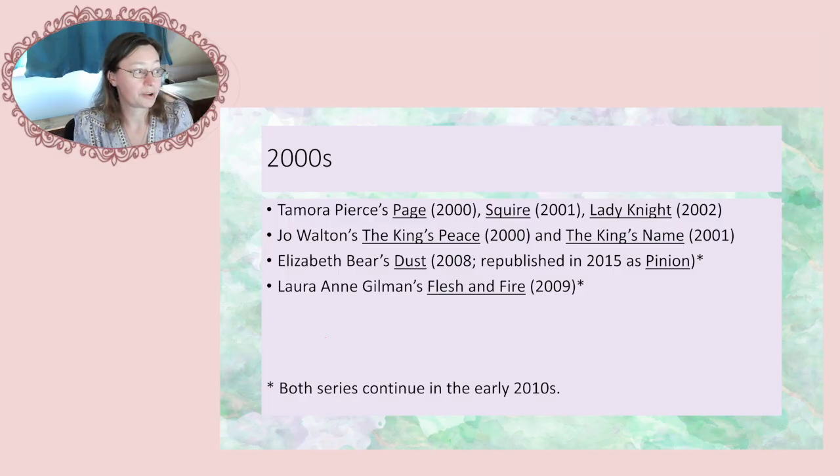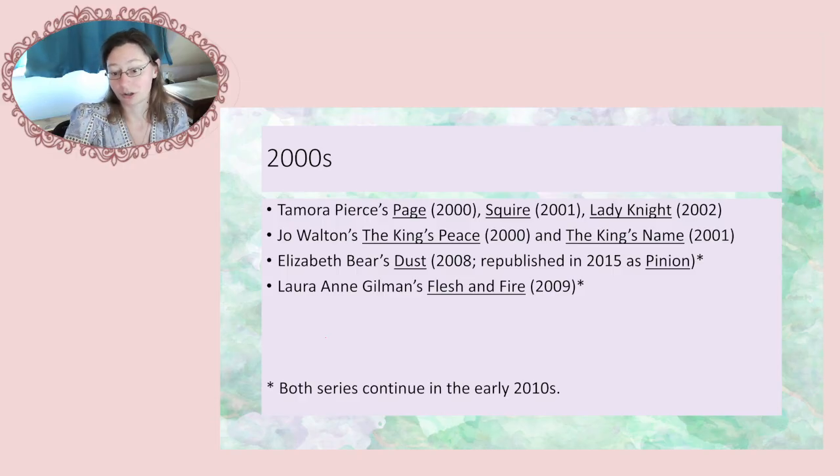So we have Tamora Pierce's Page, Squire, and Lady Knight, which, if you know Tamora Pierce's work, and we covered her a little bit earlier, you will know that these are three books in the Protector of the Small series, and the first book, First Test, published in 1999, is not included on either slide. I did this very deliberately because First Test does not really deal with any kind of Aspec ideas that I remember. It's mostly found in these latter three books. And as I mentioned earlier, this is very definitely incidental representation.